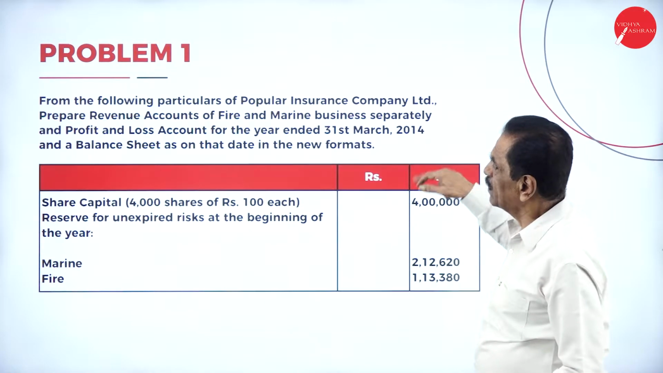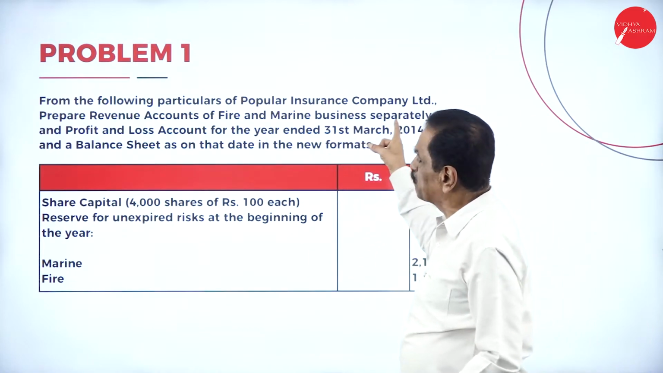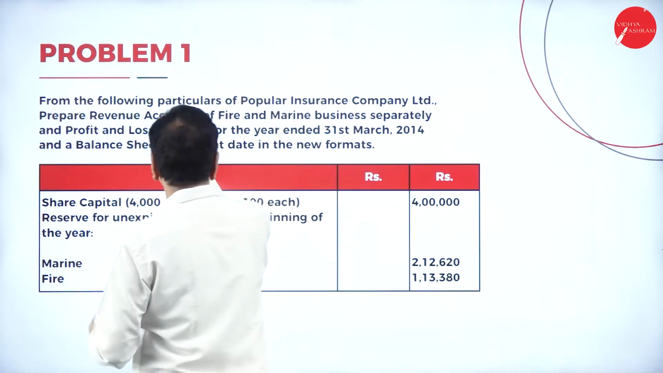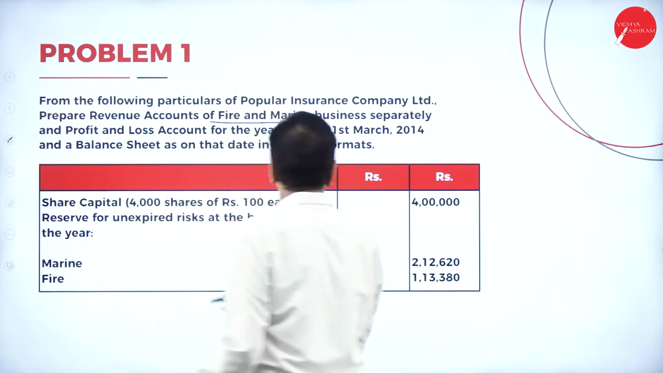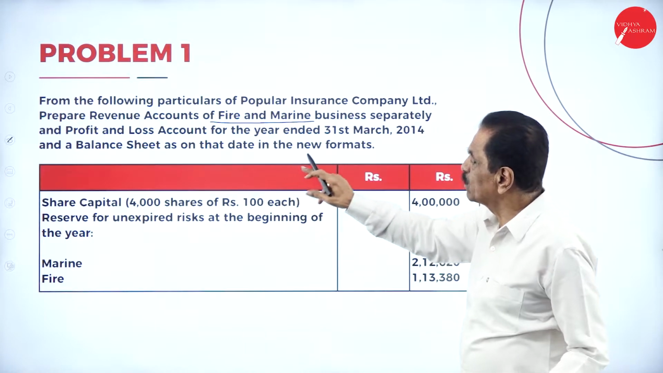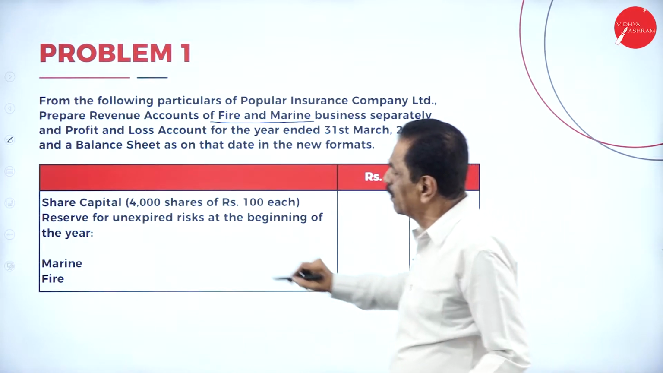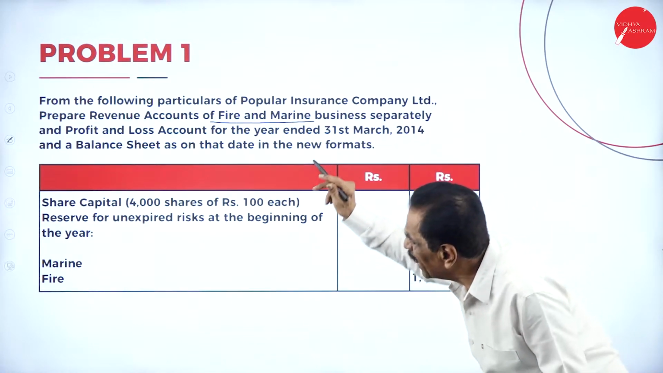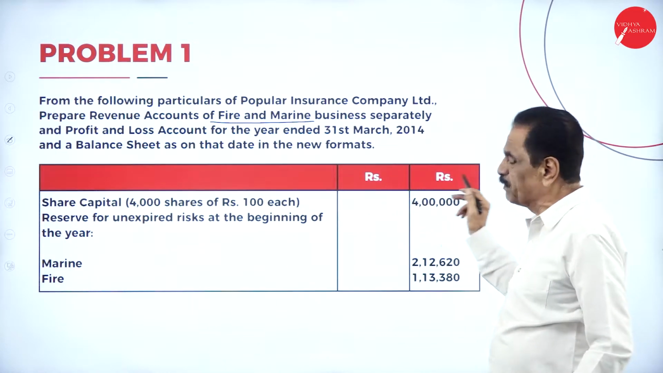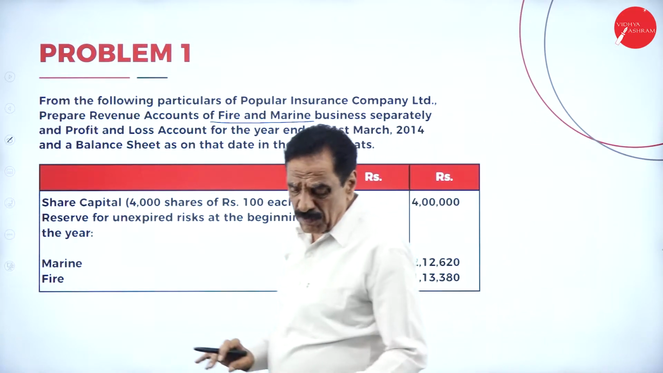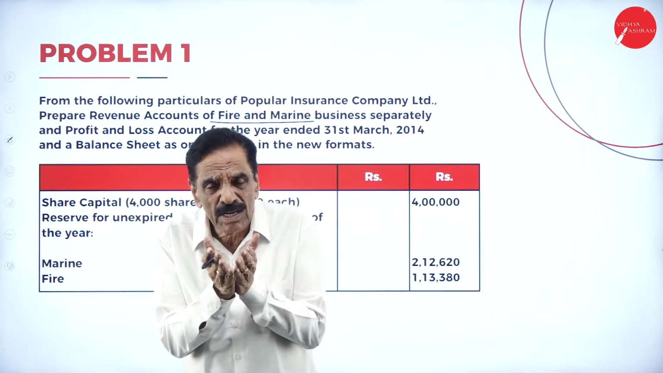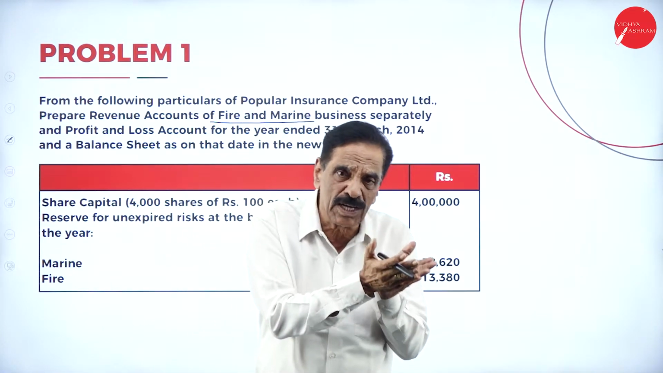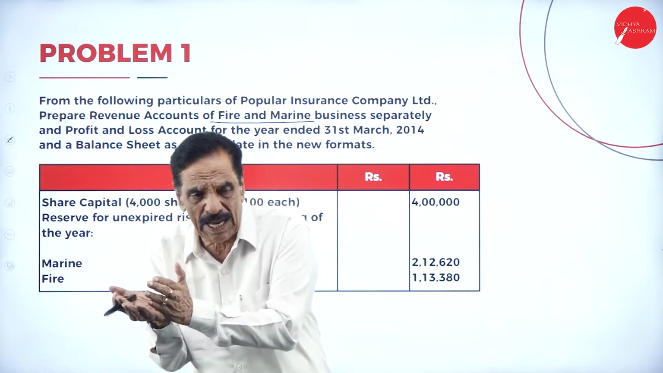The following are particulars of Popular Insurance Company Limited. Prepare the revenue account of fire and marine business separately, and the profit and loss account for the year ended 31st March and a balance sheet as on the date of a new company. So they have given the trial balance, with particulars and rupees. Debit side shows expenses, credit side shows the income. Debit side shows the asset, credit side shows the liability.